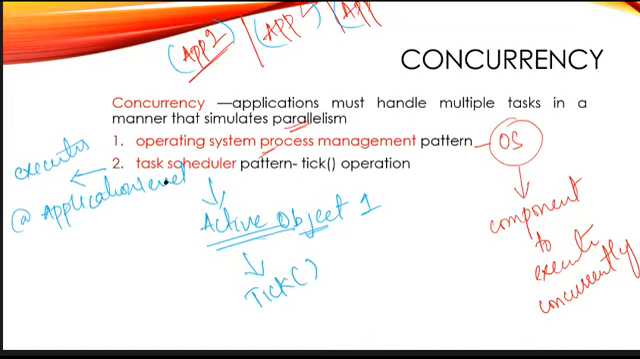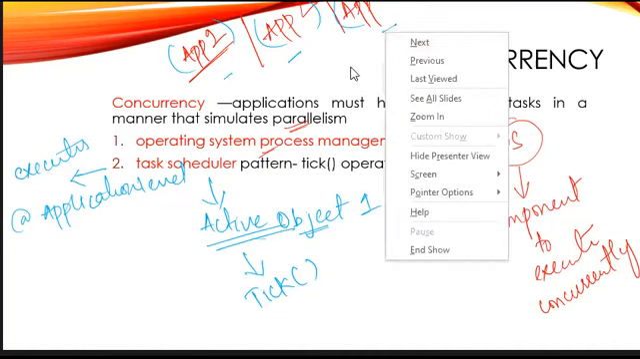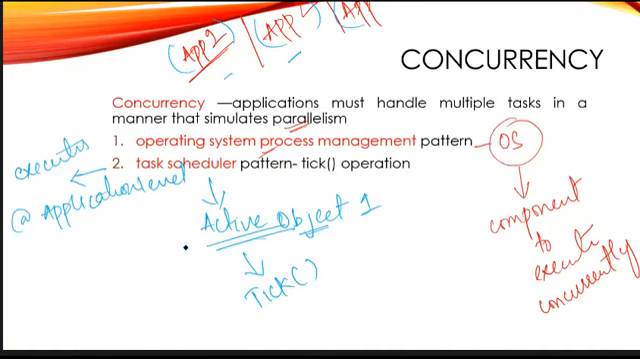Now this task scheduler is going to periodically invoke this tick operation for the next concurrent object. Suppose one application has one tick operation, another application has another tick operation, and another one has yet another tick operation. So this scheduler is going to pick the tick operation of the concurrent object that is running, and then pick another application's concurrent object. So these are two ways in which concurrency can be achieved.